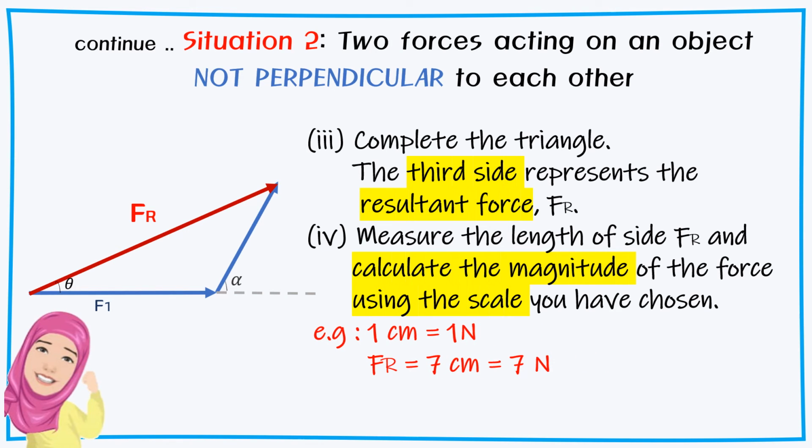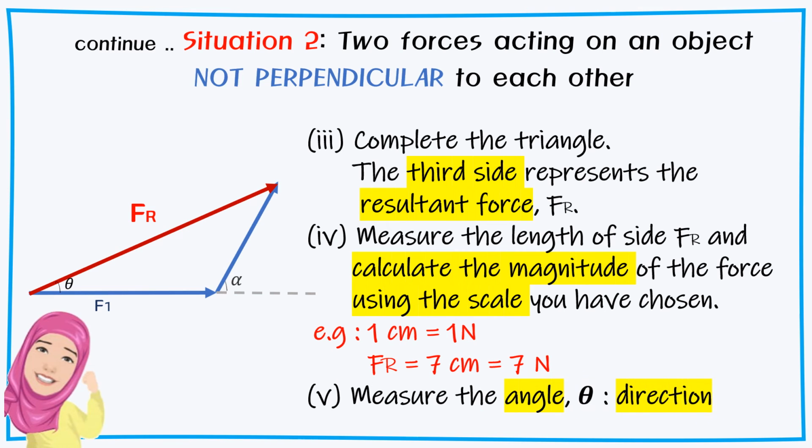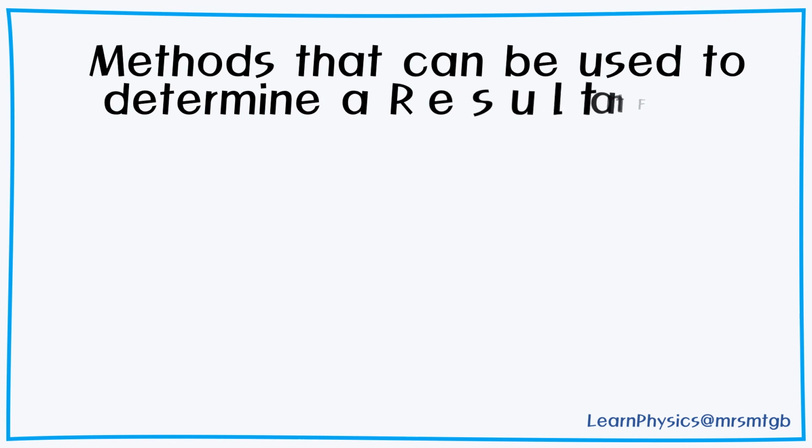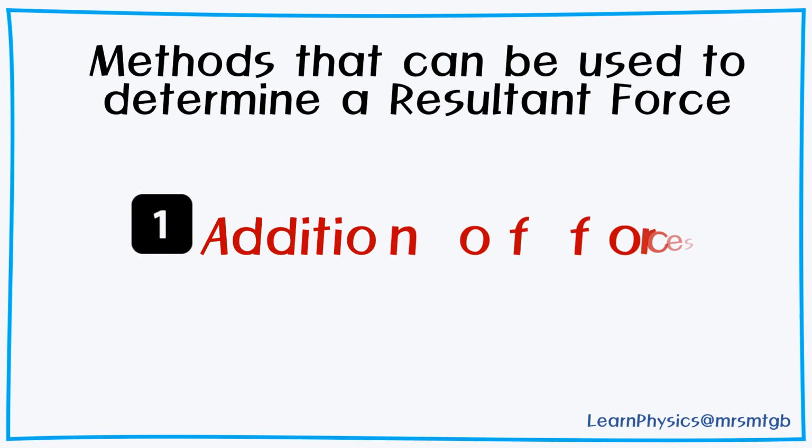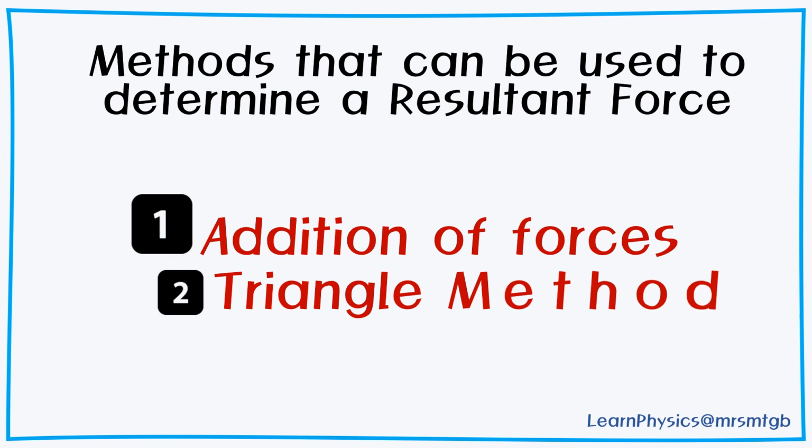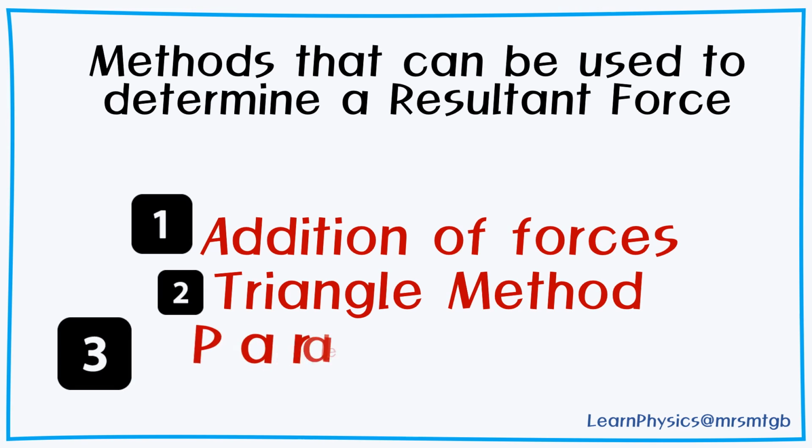Let's say you choose 1 cm is equal to 1 Newton. So when you measure the length of the resultant force, you get, for example, 7 cm. So that means the resultant force is equal to 7 Newton. Don't forget to measure the angle, which indicates the direction. We have done the triangle method.